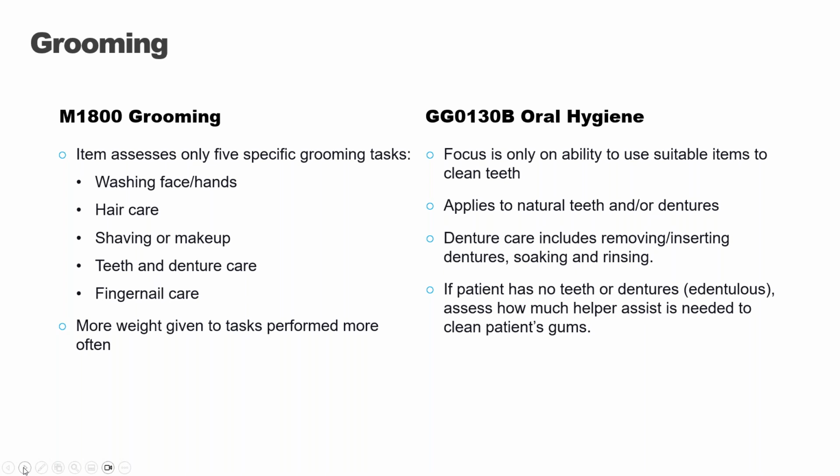GG0130B, oral hygiene, remember those GG items are really looking at things more granular. It's going to focus on the ability to use suitable items to clean the teeth. It applies both to the natural teeth and or dentures. And then denture care includes removing, inserting dentures, and then soaking and rinsing. So if the patient has no teeth or dentures, and the documentation indicates that the patient is edentulous, you're going to look at how much helper assistance is needed to clean the patient's gums. So that's how we would look at that one.